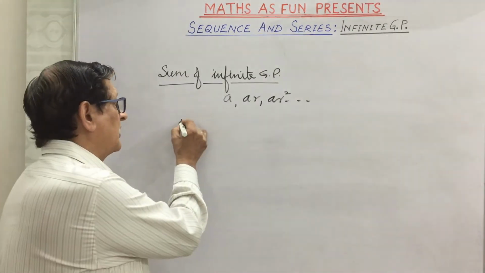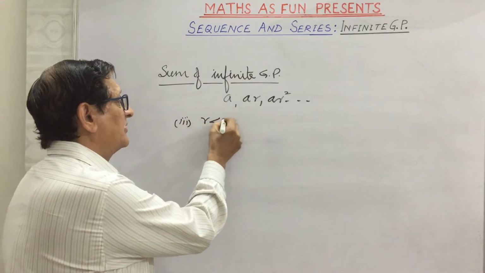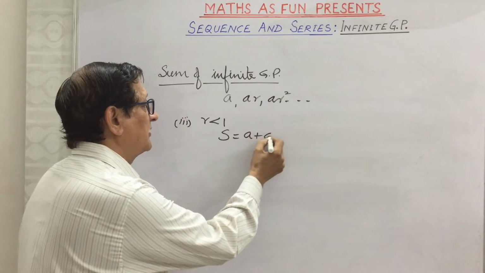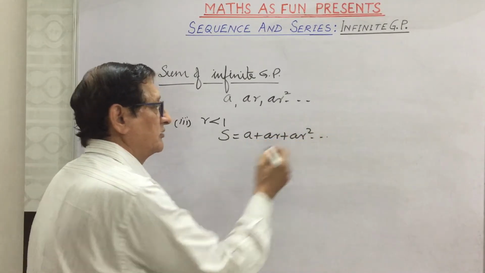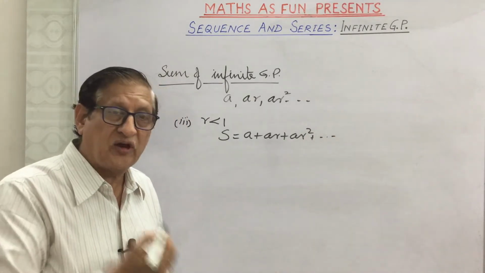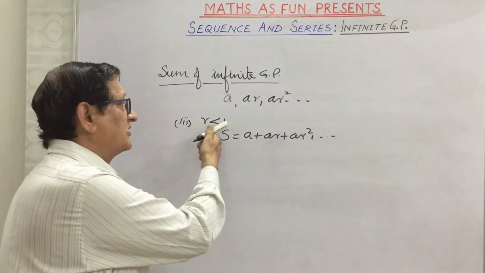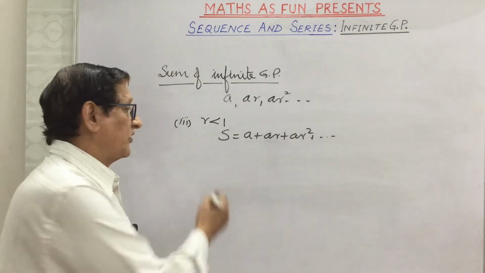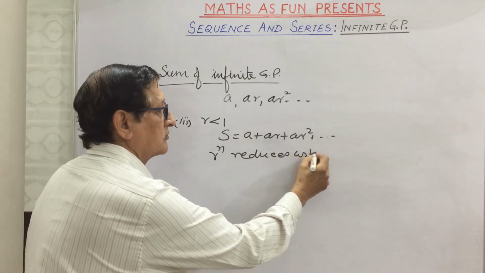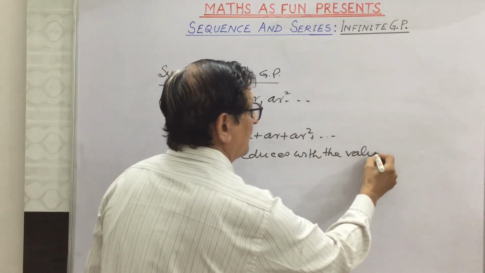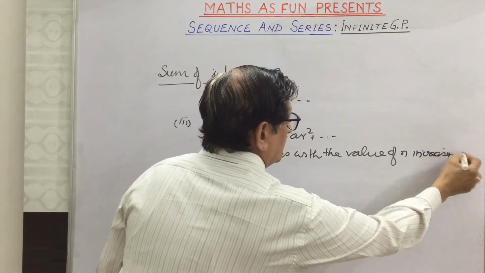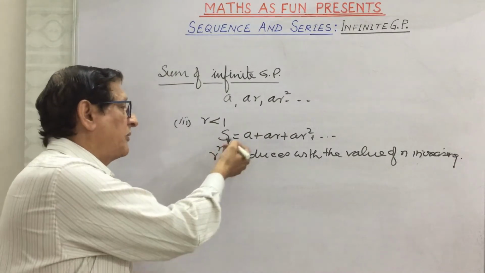The third case we have is when r is less than 1, and then the sum of infinite terms a plus ar plus ar square and so on can be found by a formula. Why is it possible? Because if r is less than 1, the value of r to the power n reduces with the value of n increasing. So when n increases, the value of r power n reduces.